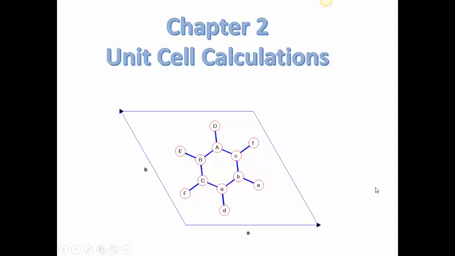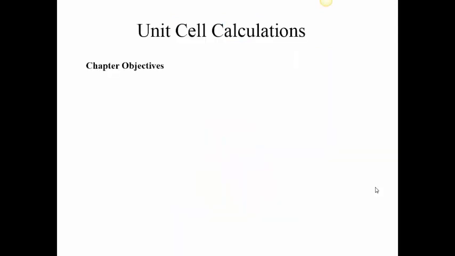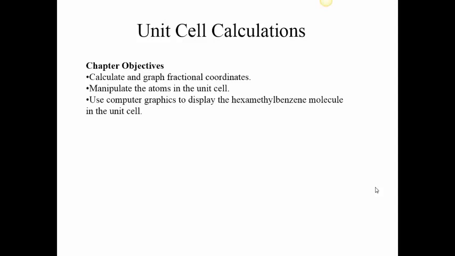Welcome to Chapter 2, Unit Cell Calculations. In this chapter, we will go inside the lattice and look at the atoms that are placed in the unit cell. The chapter objectives for Chapter 2 are to calculate and graph fractional coordinates, to manipulate the atoms in the unit cell, to use computer graphics to display the hexamethylbenzene molecule in the unit cell.